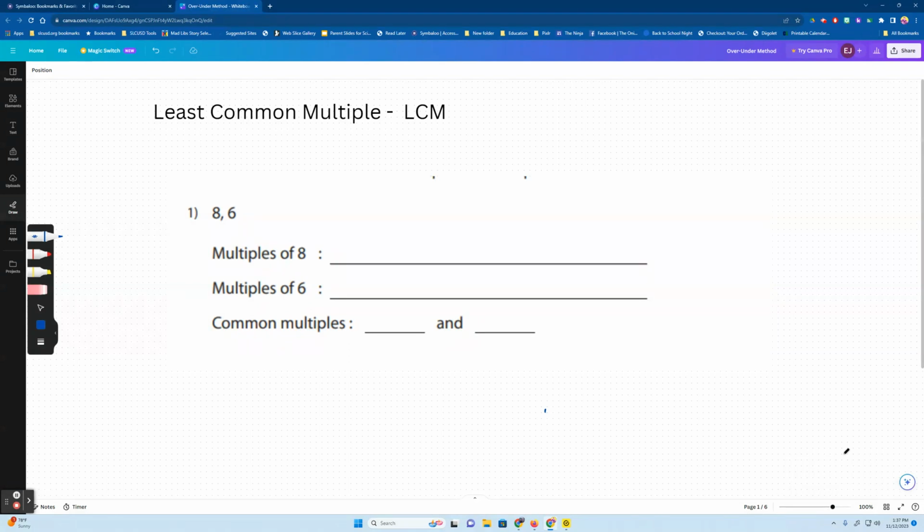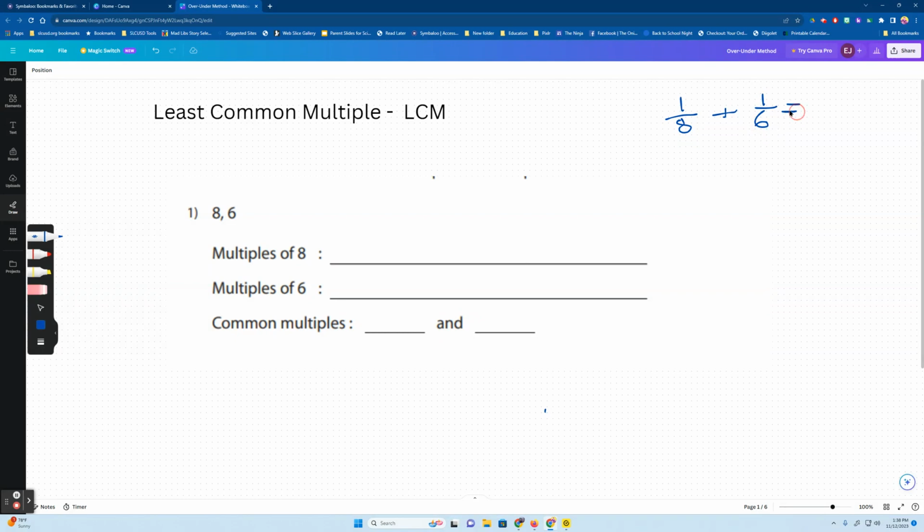And we're talking about multiples, and people have been struggling a little bit with adding and subtracting fractions. I think the hard part of it is finding a common multiple. So let's say we had 1/8 plus 1/6.